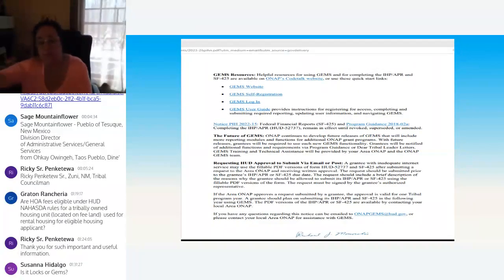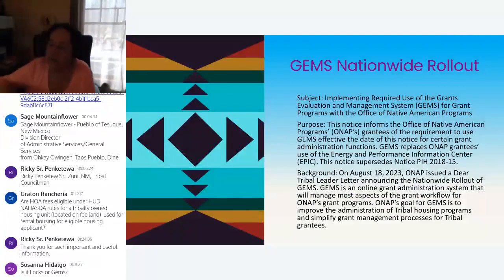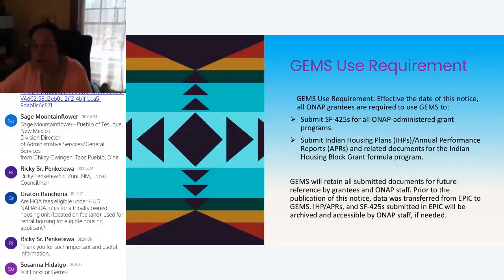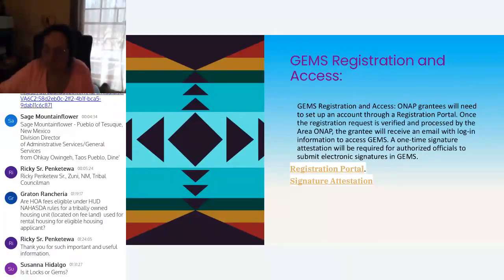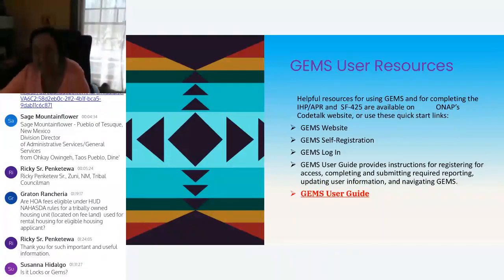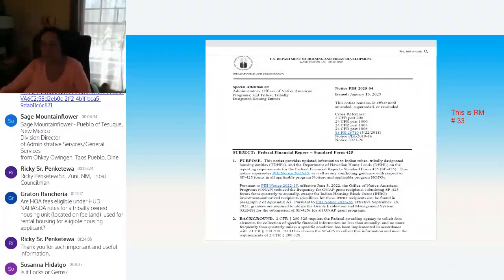work better. So there are active links in here: the GEMS website, self-registration, login, and the user guide, which you sometimes have to grab to find out how to authorize your tribal people. And it tells us that we no longer use Epic. That came about in 2023. And then the 425, like I said, we only do it yearly unless you're an investment tribe. Now, there's an active link to the registration portal and your signature attestation page. I can't say that this late in the day. Hopefully it will be good information for you to become familiar with our reporting protocol and the place that we actually utilize to find the information and your 425 information.